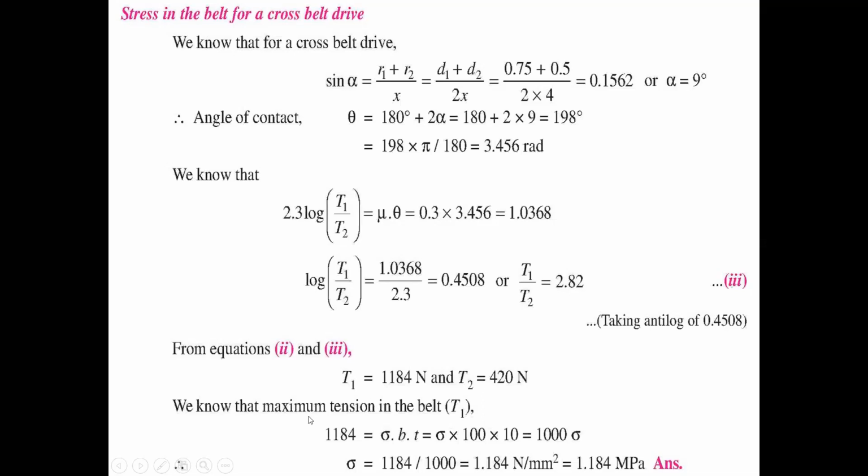Now finding the maximum tension in the belt. The maximum tension in the belt, T1, equals sigma B T. B is 100 mm and T is 10 mm, so 1000 sigma. So sigma equals 1184 by 1000. The maximum stress in the belt is 1.184 megapascals for our crossed belt drive.